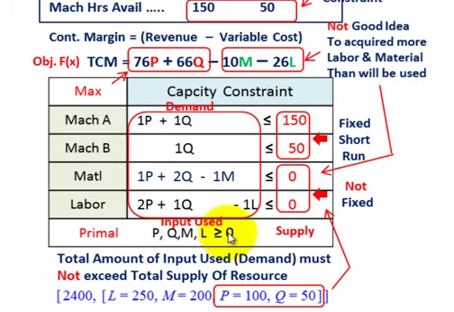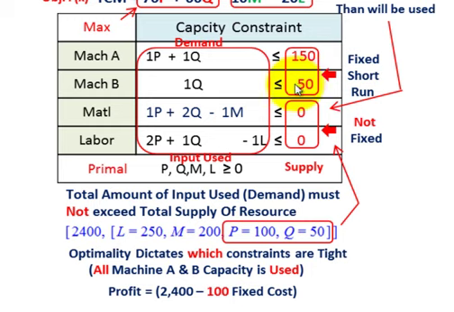So really, the optimality here, the maximization, dictates which constraints are tight. And if you go back to our machining constraints for A and B, if we plug those numbers in, P and Q at 50 and 100, you're going to come up with, you're right on your capacity of 150. And just looking at Q, you have 50 hours here, so you're right on its capacity as well. Okay, so that's another key item that we're looking at. So we said all the machine A and B capacity is used. So again, our profit, that $2,400 would have to be reduced by that $100 of fixed cost to come up with our net profit. Okay, so that's for our capacity constraints.